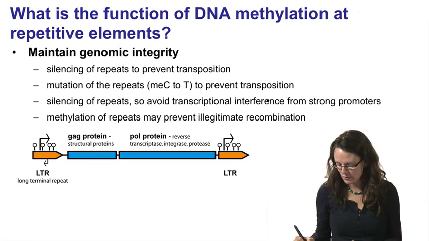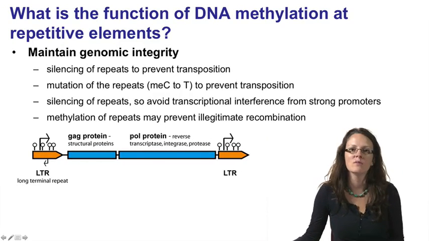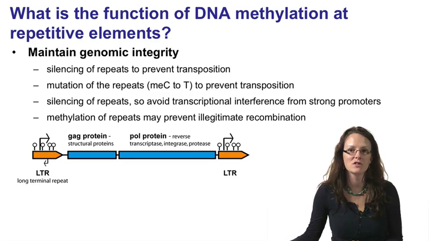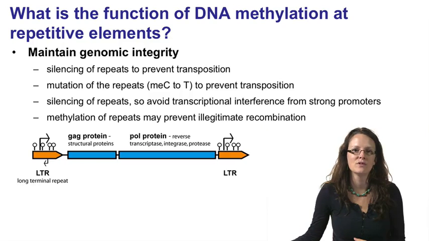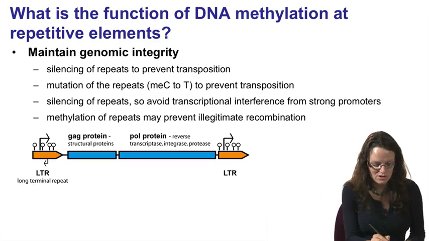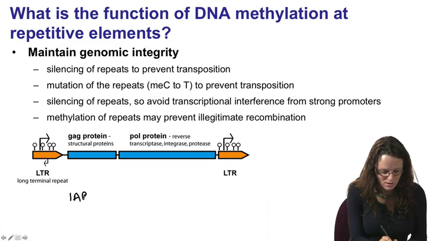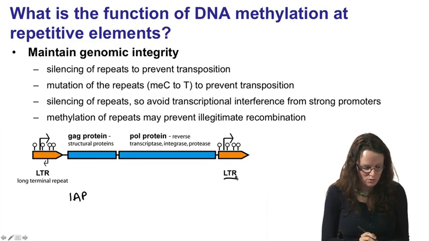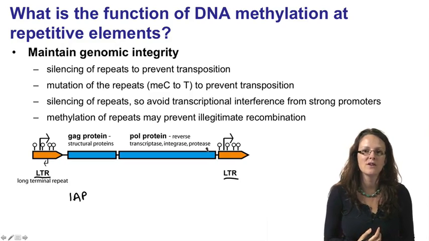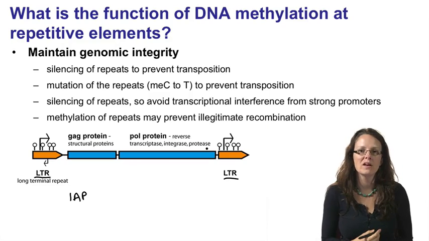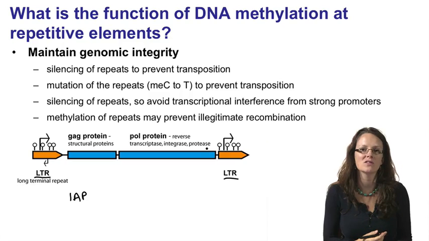If we now think about what the function is of DNA methylation at repetitive elements, we first need to think about what is a repetitive element. So in this case, the DNA methylation also seems to be there to maintain genomic integrity or to maintain genomic stability. So drawn at the bottom of this slide is one example of a repetitive element, and this is an intracisternal A particle, or an IAP. In this case, you can see these orange long terminal repeats at each end, and inside are the proteins that are required for the function of the repetitive element. In general, what repetitive elements do is they make a copy of themselves, they jump out and paste themselves into somewhere else in the genome.